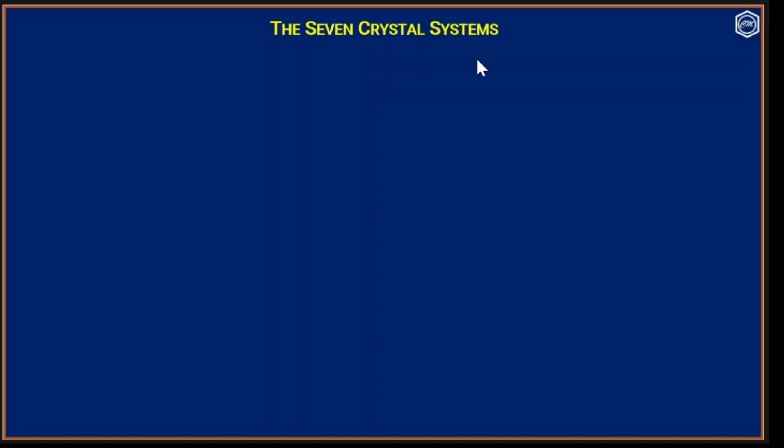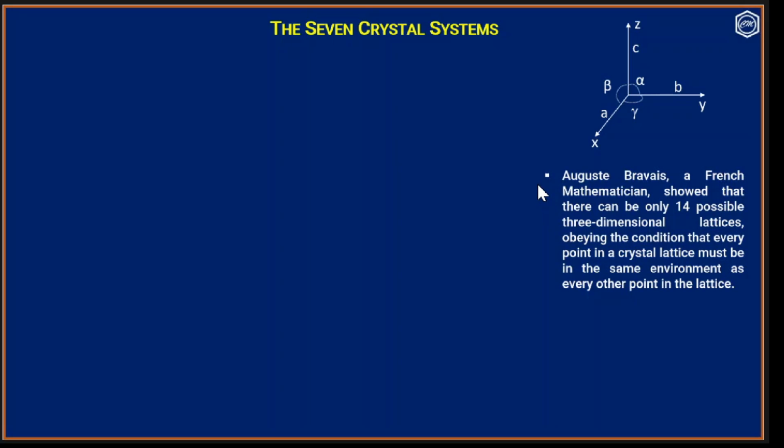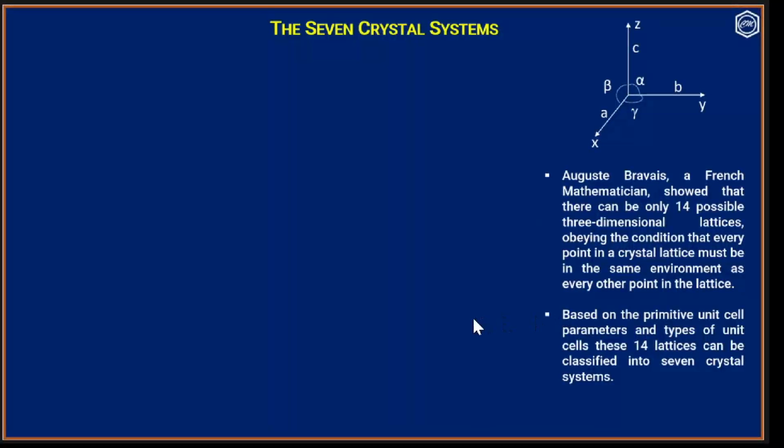The 7 crystal systems. The French mathematician Auguste Bravais showed that there can be only 14 possible ways in which lattice points can be arranged such that each point in a crystal lattice has the same environment as every other point in the lattice. These are called 14 Bravais lattices. Based on the primitive unit cell parameters and the type of unit cells, these 14 lattices can be classified into 7 crystal systems.